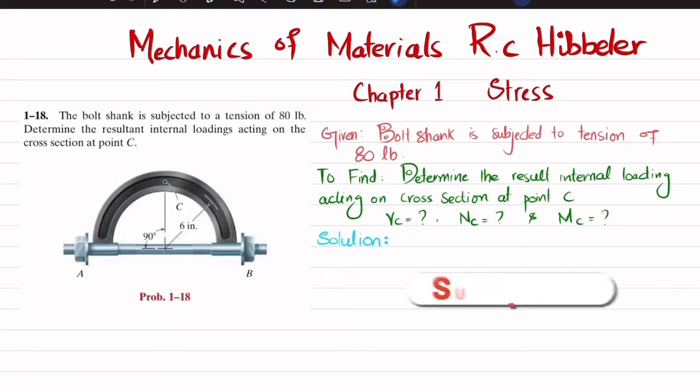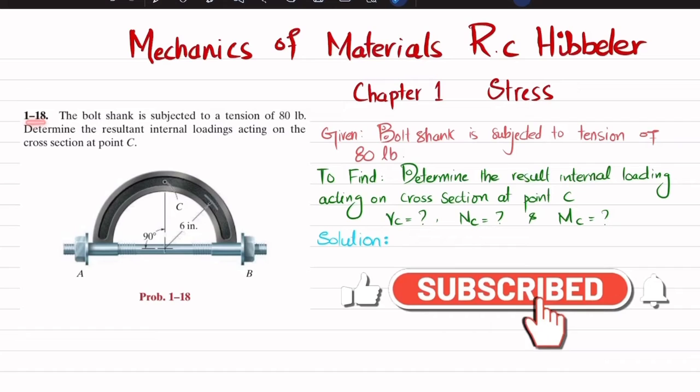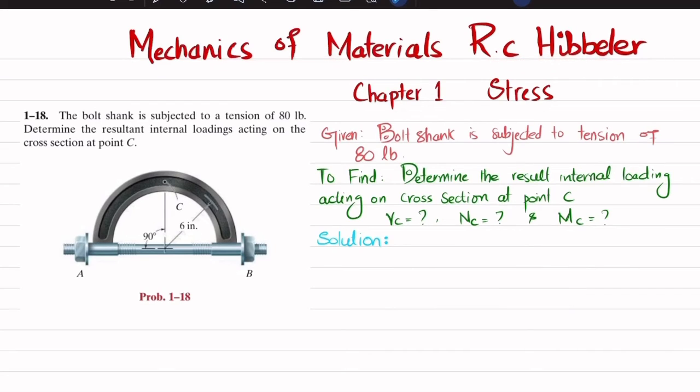Welcome back. Problem 1-18. So this problem is taken from chapter number 1, that is stress, and the book name is Mechanics of Material by RC Hibbeler. And the statement of the problem is the bolt shank is subjected to tension of 80 pounds. Determine the resultant internal loading acting on the cross section at point C. So you can see we have been given that the bolt is subjected to 80 pounds in tension. So we have to find the internal loading at point C, at cross section at point C.